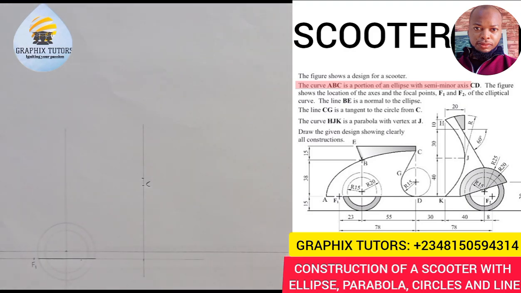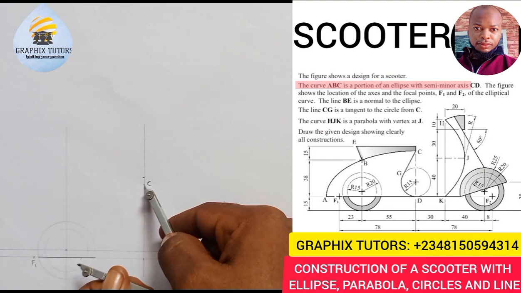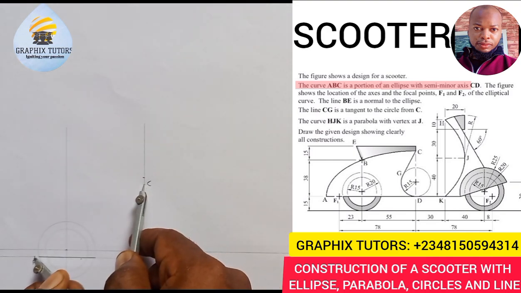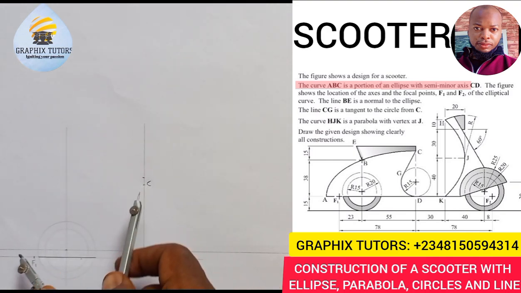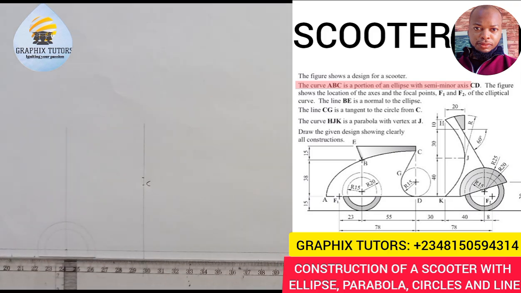Now, to get the end point A, take it from this point C here, take it to F1 here, and put it at this center point here, and you mark. When you mark that point, that will be my point A. Can you see that?